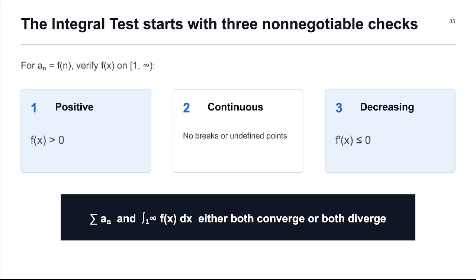This means that they either both converge or both diverge. However, the series and the integral do not normally have the same numerical value. The test only tells us whether they converge or diverge.